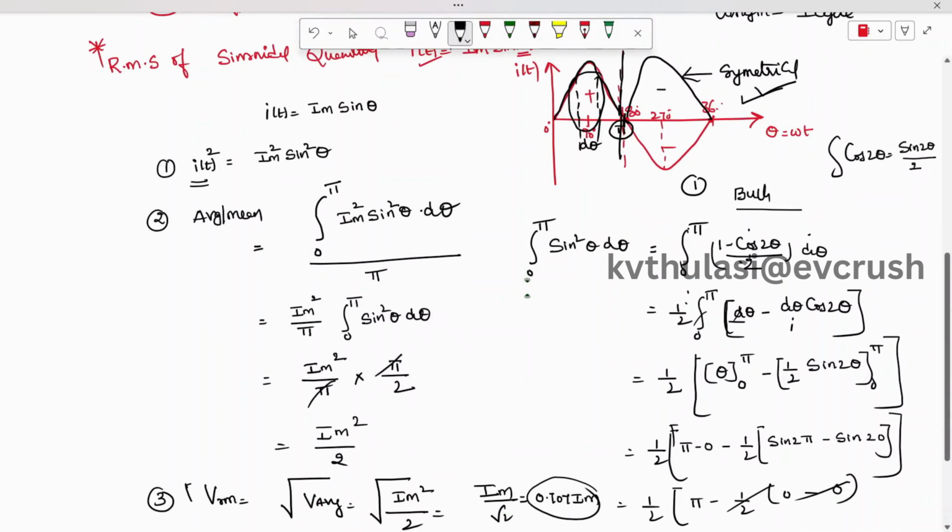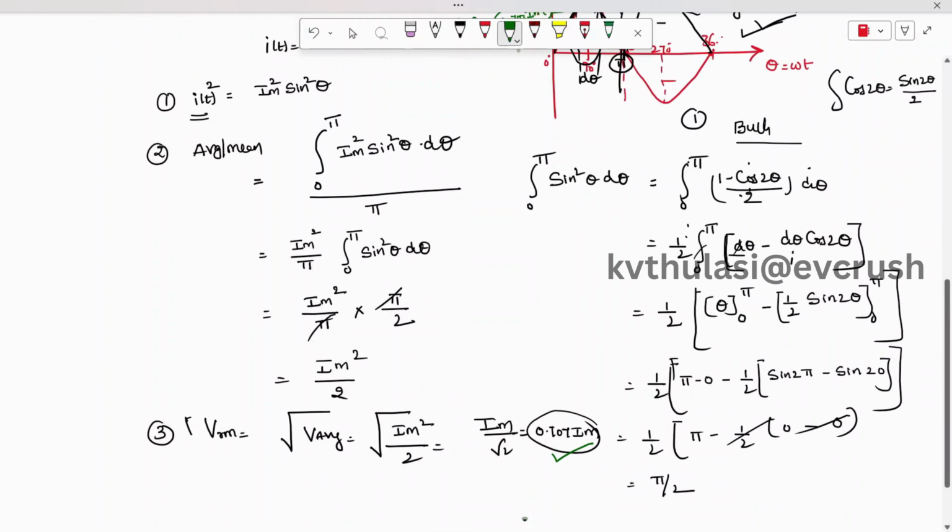Okay, so for this waveform, this is nothing but the I m value. So 0.707 I m, I mean 70% of the waveform, is where you are going to have the RMS current. So RMS current is equal to I m by root 2, which is 0.707 I m. So this is how we have to solve the problem of getting the answer.